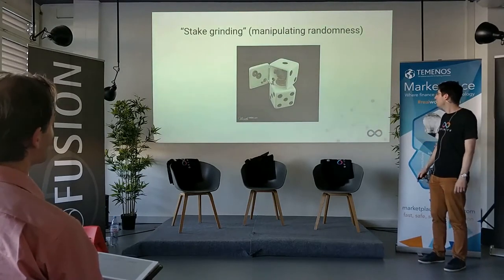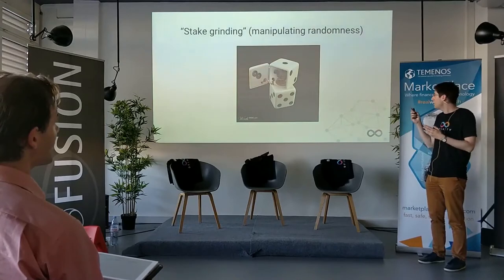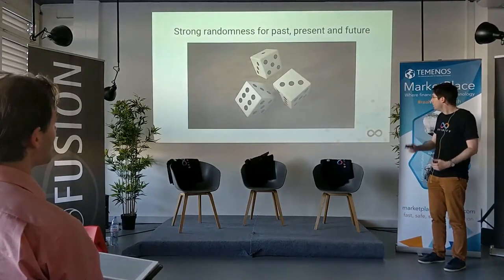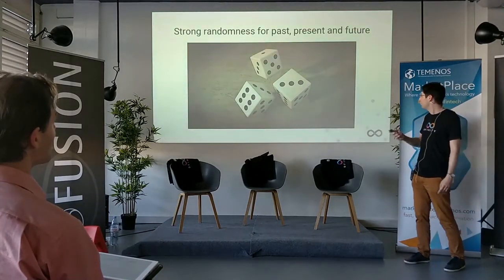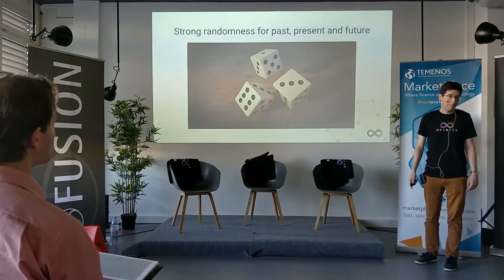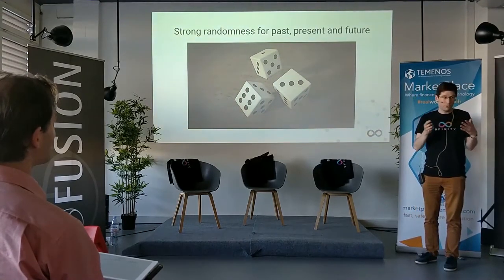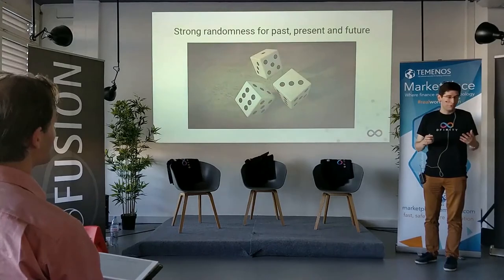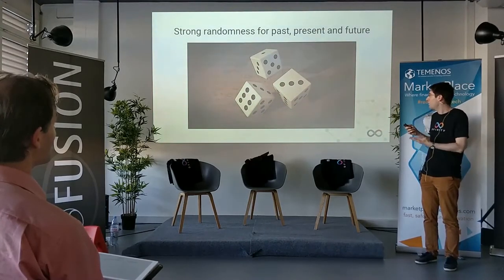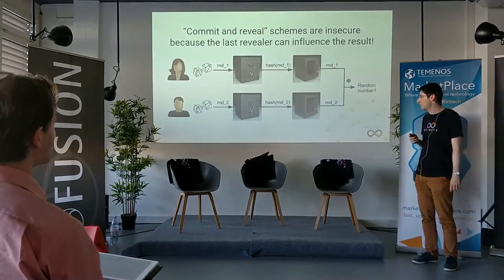So what we need for our system is a strong, unmanipulable randomness for the past, for the present, and for the future. And this system really stands at the core of Dfinity. So the question is, how can we create strong randomness?